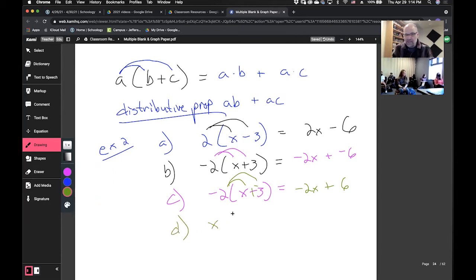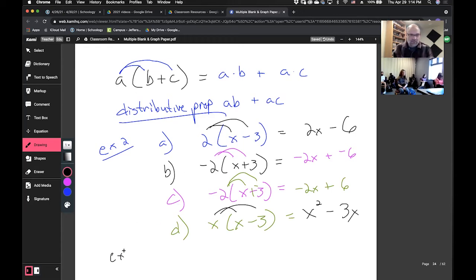Last one is x times x minus 3. What do you get? Negative x... minus x, what's x times x? x squared. Squared, good. Minus 3x. Good, perfect, that's it. Okay, that's the distributive property.